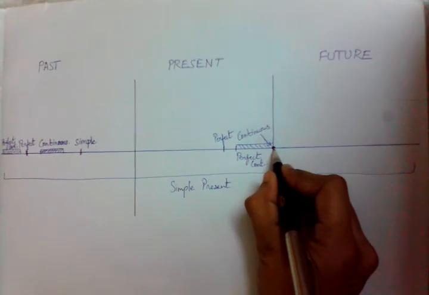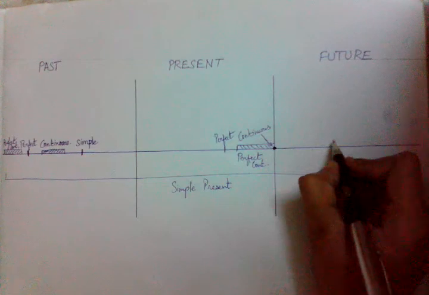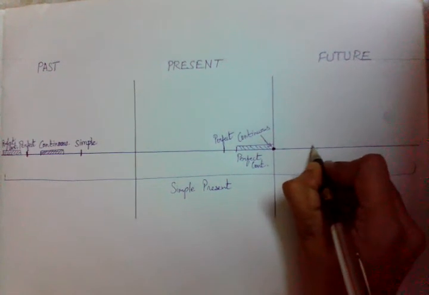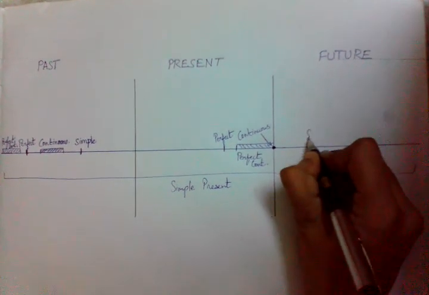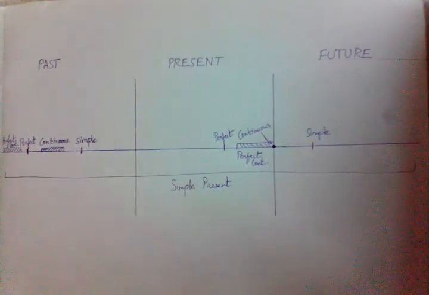Now you are here and you expect that something will happen here or here, anywhere in the future. So I can just mark it like this. I'm going to put a point of time here and call it the simple future tense.